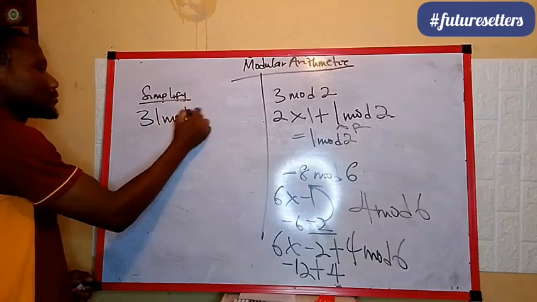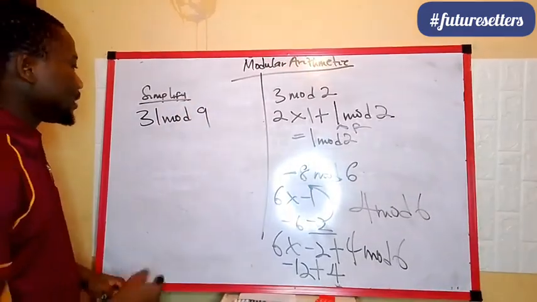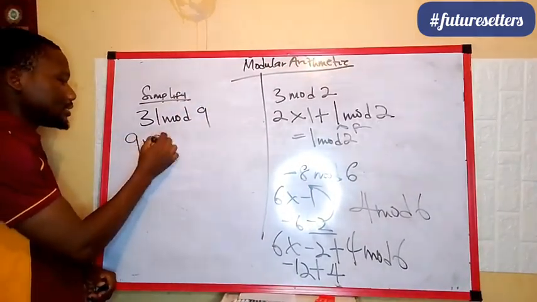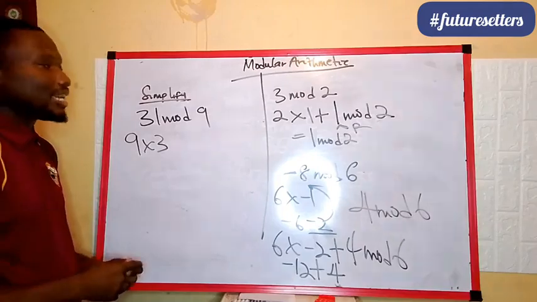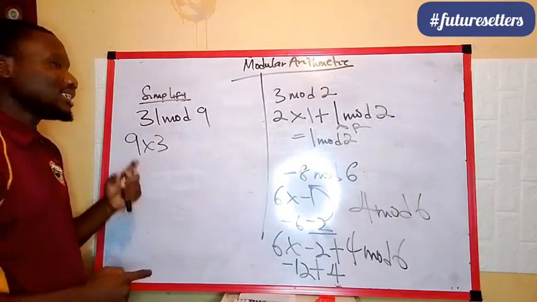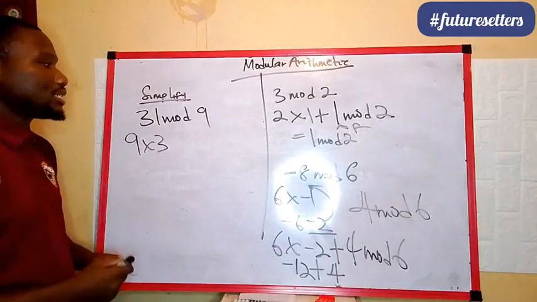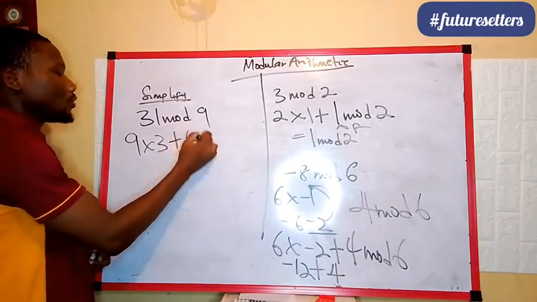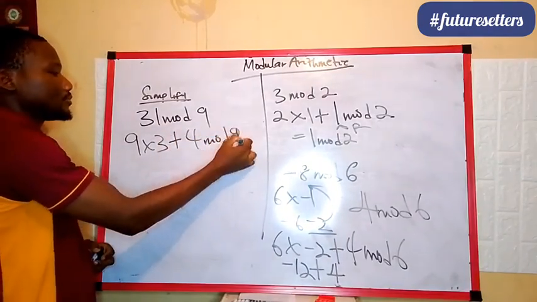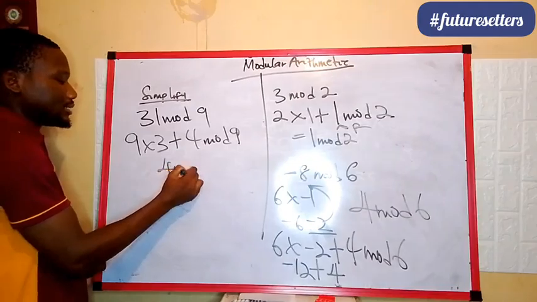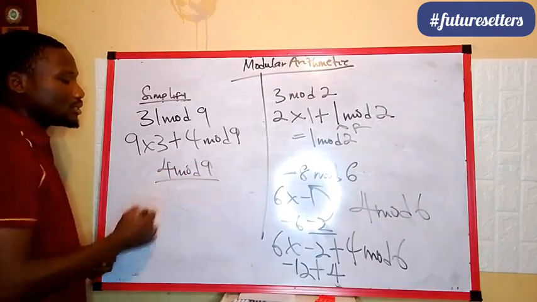31 mod 9. Take note that we have 9 here, so we are going to test it. 9 times 1 is 9. Is 9 close to 31? No. 9 times 2 is 18. Is it close to 31? No. 9 times 3 is 27. So 27 plus 4 mod 9, and this will give us 4 mod 9. So our answer here is 4 mod 9.